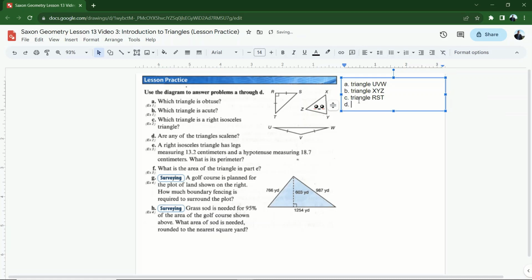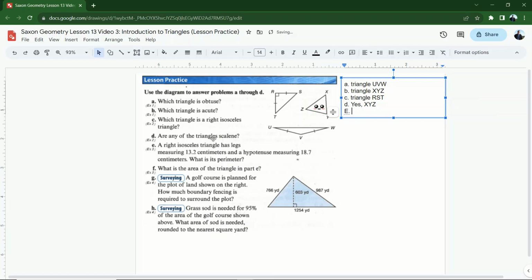Letter D, are any of these triangles scalene? Yes. XYZ is scalene. No two sides are equal. Down here, this is isosceles. These two sides are equal. This is isosceles. These two sides are equal. There are no equal sides in the small triangle, so it is scalene.